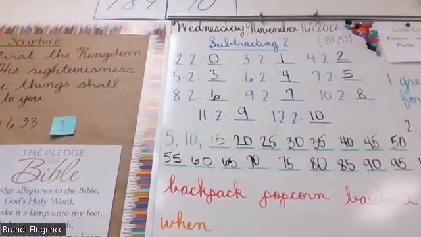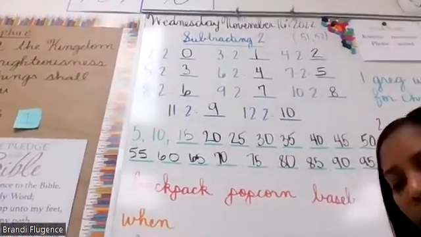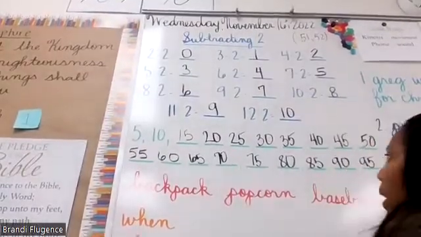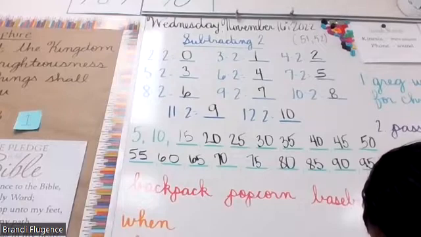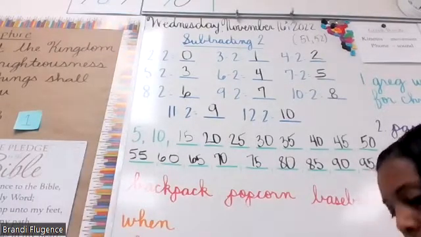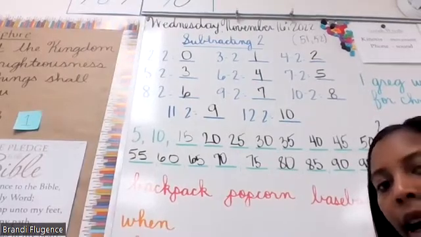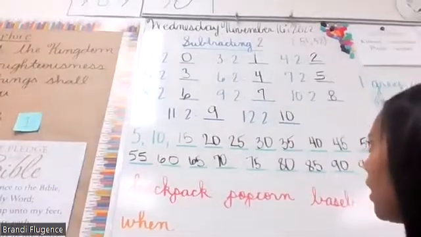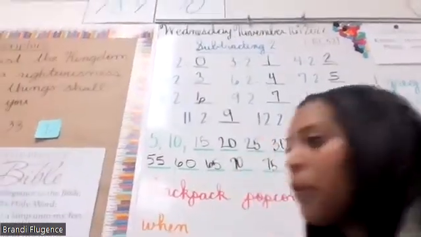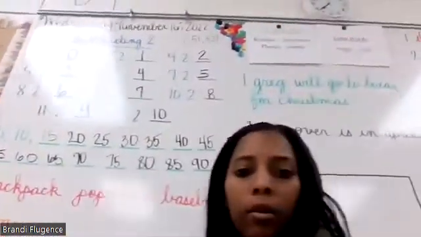5, 10, 15, 20, 25, 30, 35, 40, 45, 50, 55, 60, 65, 70, 75, 80, 85, 90, 95, 100. Awesome. Okay, so that is counting by 5. That's all I wanted to review in math. Let's go ahead and move on to writing.